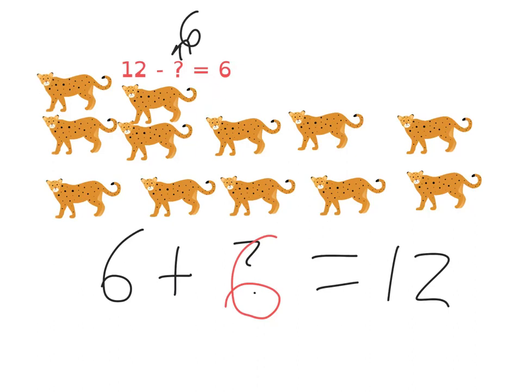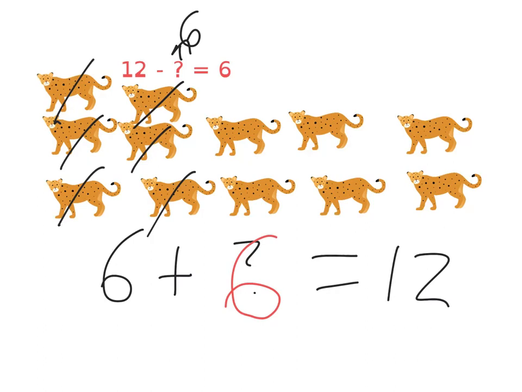We have our 12 cheetahs here, and 12 is the first number in our calculation. And we can take away 6 and see if we get the answer 6. 1, 2, 3, 4, 5, 6. And we have the answer 1, 2, 3, 4, 5, 6. So remember, in your subtraction ones you can double check them to see if you've got the correct answer.